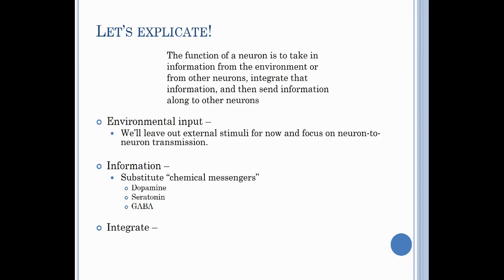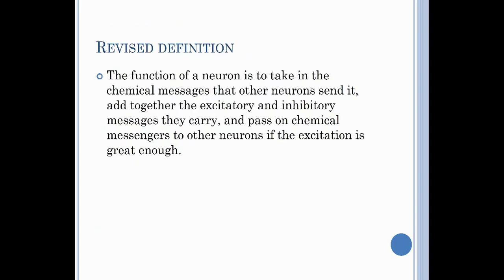And then there's the word integrate. Well, that simply means to put together. Right? For example, both excitatory and inhibitory chemical messengers. So here's what we end up with. The function of a neuron is to take in the chemical messages that other neurons send it, add together the excitatory and inhibitory messages they carry, and pass on chemical messengers to other neurons if the excitation is great enough.